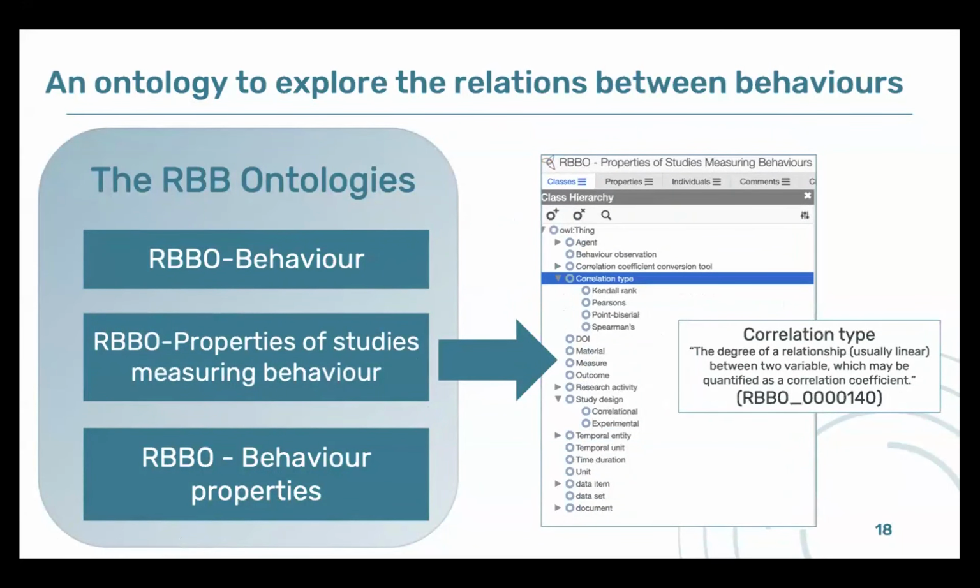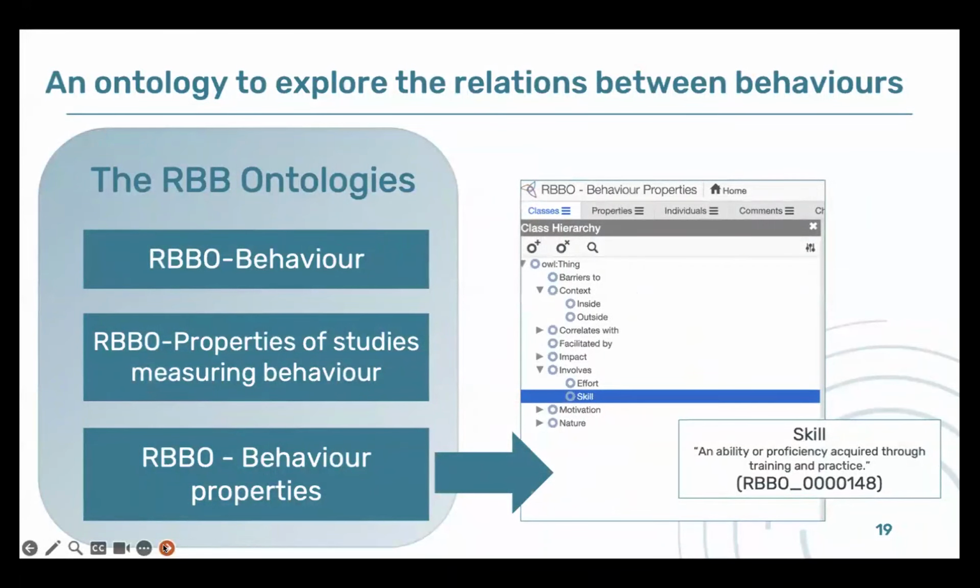Then we also need a part of the ontology that's going to capture the information that documents what the relationship between these behaviours are. So typically, we might use correlations as an indicator of to what extent one behaviour is related to a change in another behaviour. So the RBBO Properties of Studies Measuring Behaviour details all the different aspects of the studies that measure how these different behaviours may be related. So it includes things like the correlation, and this can be broken down further into the different types of correlations that we might observe. It can include things like the study design. So did it use a cross-sectional or experimental design? What was the sample size? And so on.